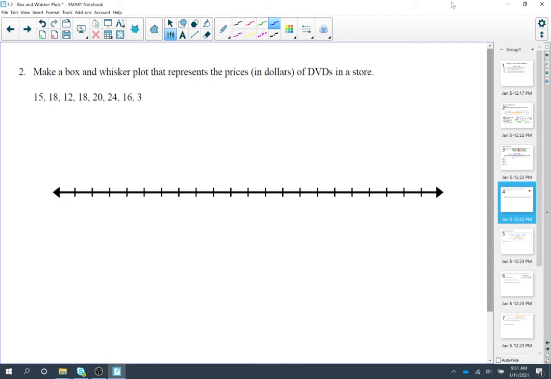Example 2: make a box and whisker plot that represents the prices in dollars of DVDs in a store. So once again, I'm going to go down here. We're going to have to find our min. We're going to have to find Q1, Q2, Q3, and our max. Then to get started, I'm going to go back and put our numbers in order from least to greatest, which you can totally do by pausing this video.